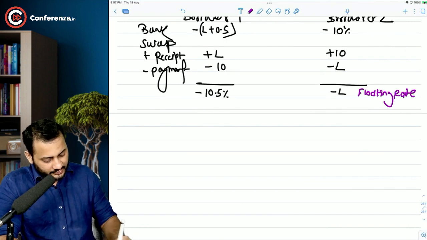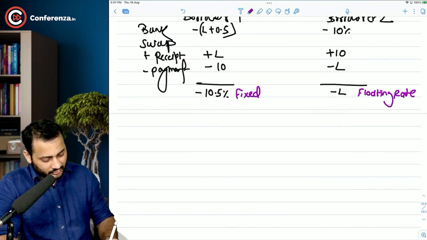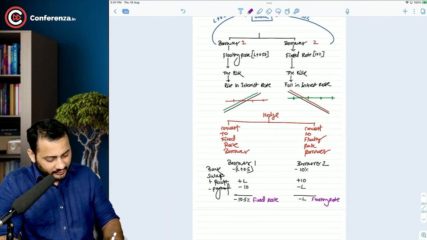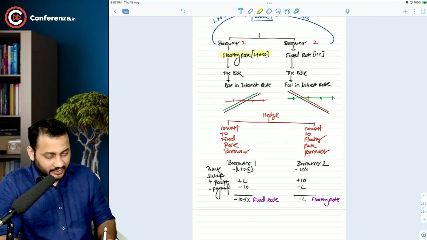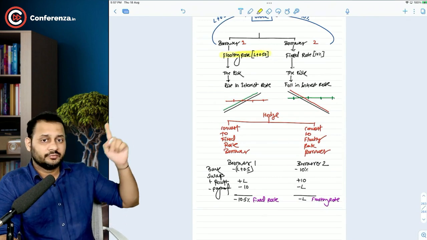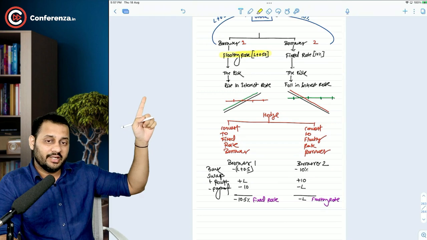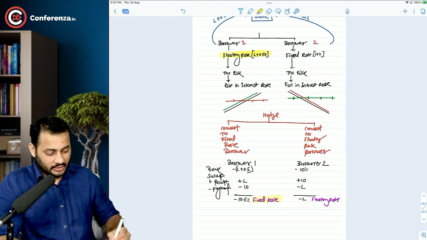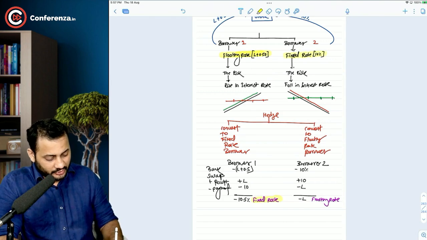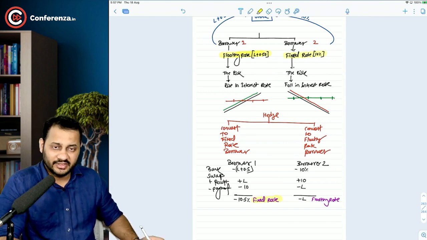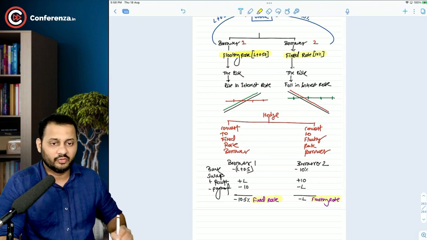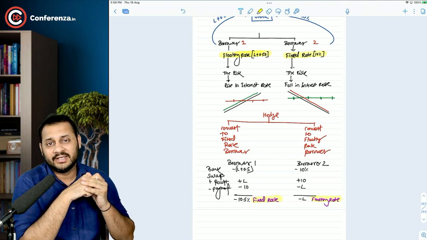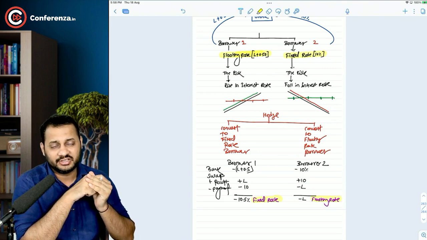He has shifted. And borrower 1 has a net cost in fixed rate. You can clearly see when they started the loan with the bank, this borrower 1 was paying floating rate. Now he has converted himself to a fixed rate. When borrower 2 borrowed the money from the bank, he was paying fixed rate. Now he has converted himself to a floating rate. It was all because of their opposite expectation of the interest rate in future.